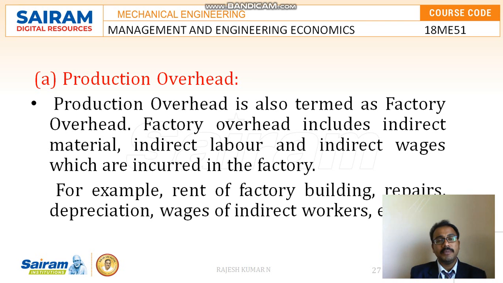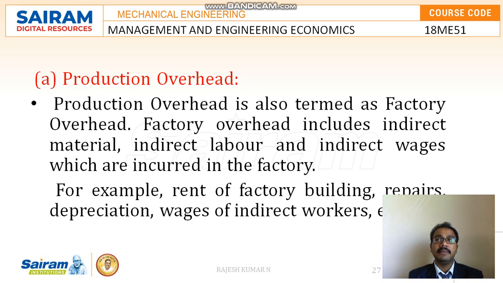First of all, what do we mean by production overhead? Production overhead is also termed as factory overhead. Factory overhead includes indirect material, indirect labor, and indirect wages which are incurred in the factory. Examples are rent of factory buildings, repairs, depreciation, wages of indirect workers, etc. You can take this example for anything, not only for a manufacturing company. You can take a software company, an institution, a small scale company, or a big hospital, whatever you like.